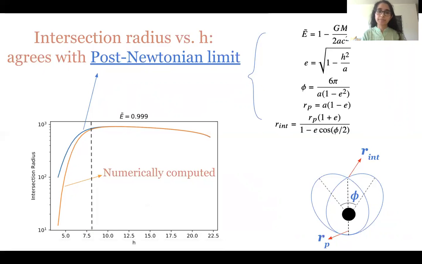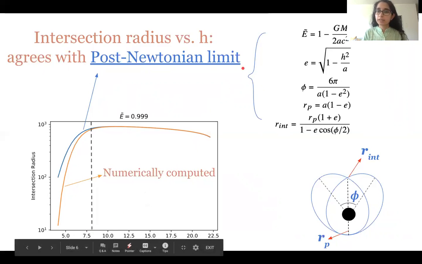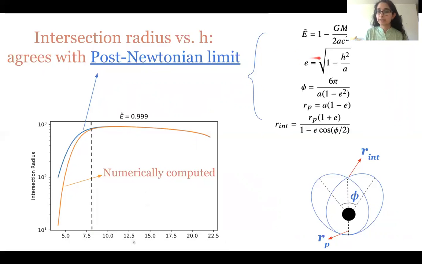matter as much. The post-Newtonian limit is described by these equations over here, where through the semi-major axis A of the ellipse and the eccentricity E of the ellipse, we can find what the precession angle is to first order, and so we can find what the intersection point R is. Now we plot this analytically determined R intersection, and we also plot what we find our intersection to be.